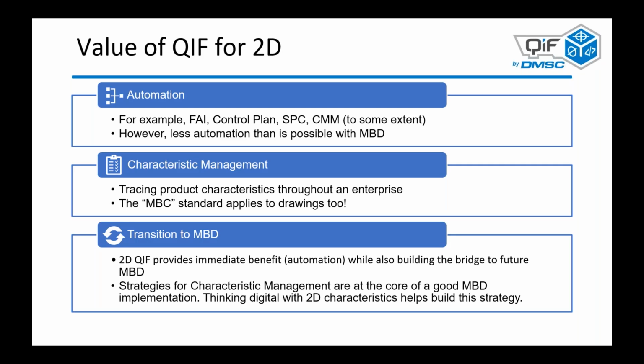As far as characteristic management, QIF is a characteristic and feature-focused language. So as far as that goes, you start getting better visibility, more detailed visibility to the specific items within your parts. So you start getting the opportunity to be a little more focused at a more detailed level. Quick shout out to MBC, model-based characteristics, which is also a DMSC standard, that is also 2D and MBD compatible. So you still get the ability to leverage things like that, be it coming from a 2D or MBD world.